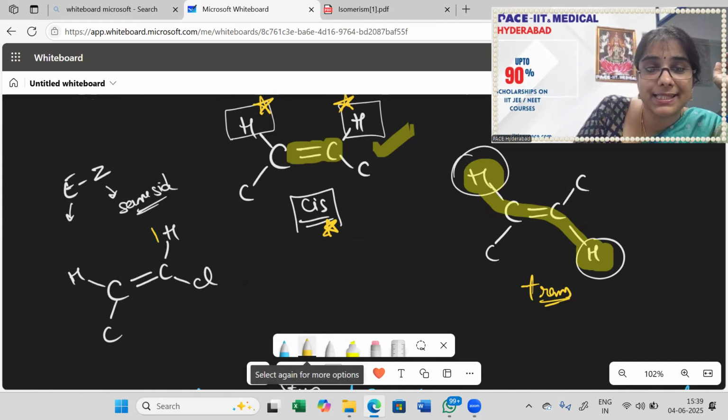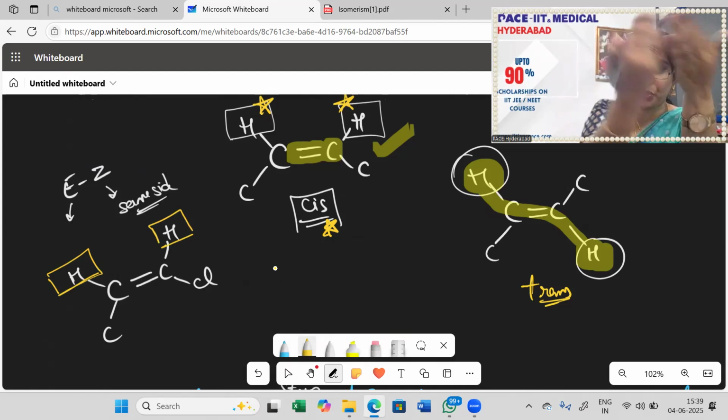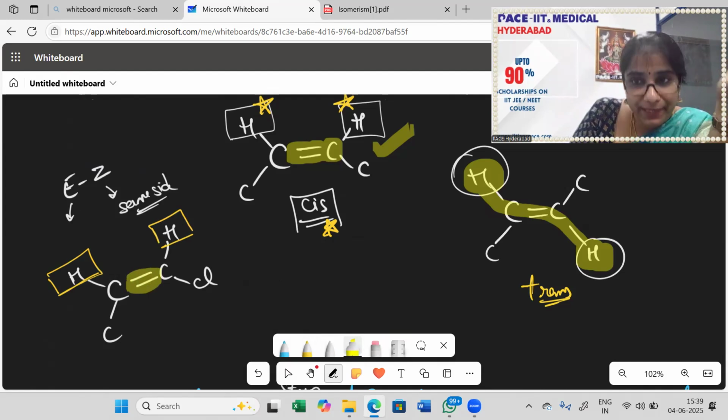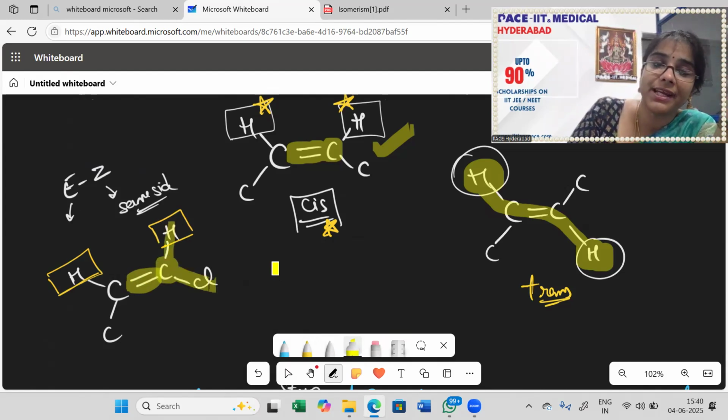I say yes, it is a cis isomer, because two same groups, the two hydrogens, are attached on one side, so it is cis. I have here carbon double bond carbon, and that is my restricted site. On the restricted site, on the right side, this carbon has hydrogen and chlorine. On the left side, I have hydrogen and carbon. These are the two different things.